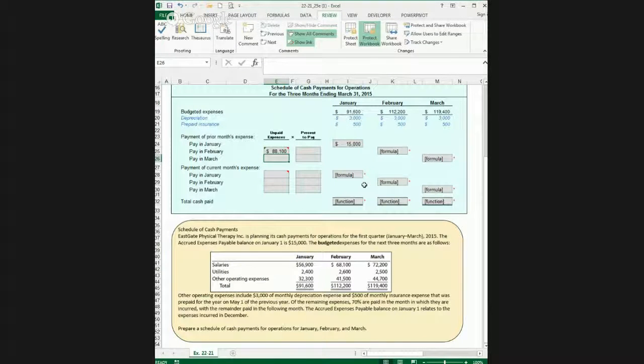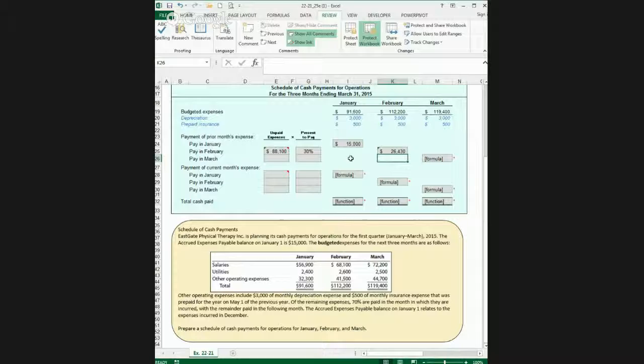Now, the exercise states that 70% are paid in the month in which they are incurred, so 70% of these expenses have already been paid, and 30% would be paid in the following month. So the percent to pay would be 30%. The formula that we would want to enter here would be the total cash expenses for January times the percent that would be paid, 30%, in February. Push enter to see the result. And there you have it.